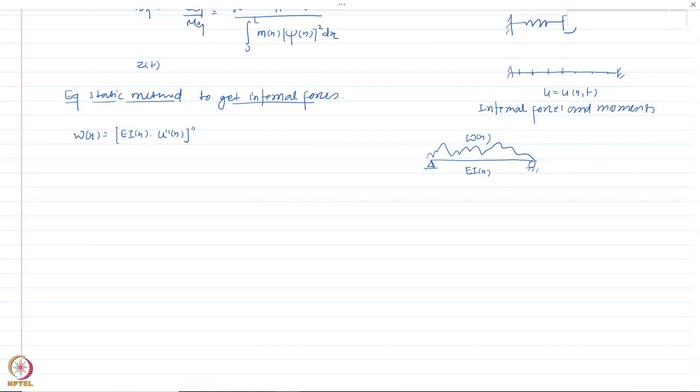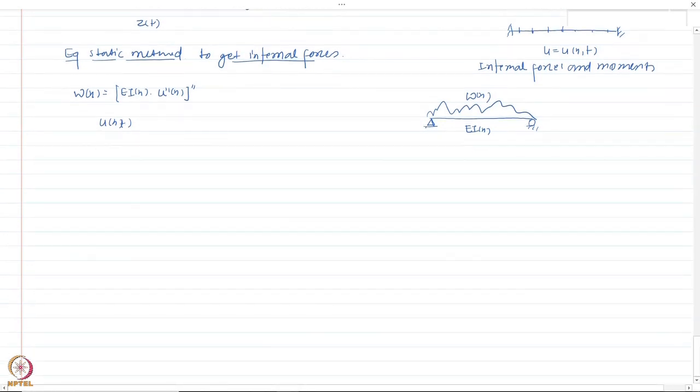Now, equivalent static method basically says that if I have analyzed a system and I found out what is the value u(x,t), or let us say at any time instance I found out what is the u(x), the internal forces in the system can be found out by applying an external force, which is equal to ω(x) here, and the same displacement u(x) through the stiffness component of the structure. So what it is saying, and I can say I'm only considering the stiffness component, it means I'm doing a static analysis. So there is no mass here.